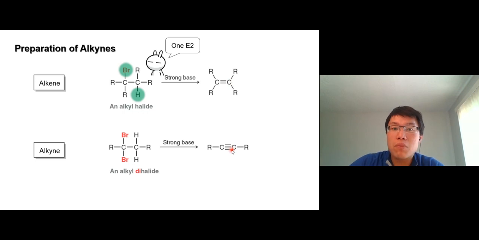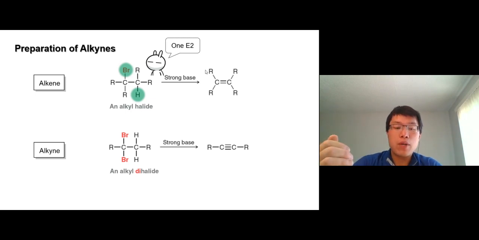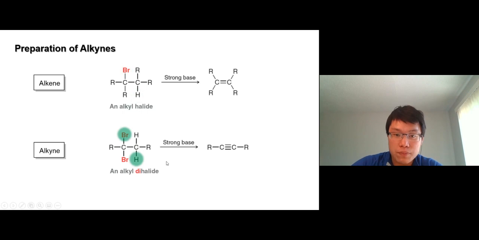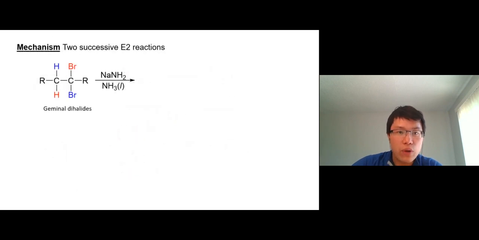Well, an alkyne is just one more pi bond from an alkene. We do E2 twice, right? And to be able to do E2 twice, that's 2 pi bonds. That's a triple bond, basically. But to be able to do an E2 twice, you're going to need 2 leaving groups, 2 beta hydrogens. So there's one E2 and then another E2. So do it twice, you get to an alkyne. That's like the whole concept of it. All right, let's take a look into more detail.